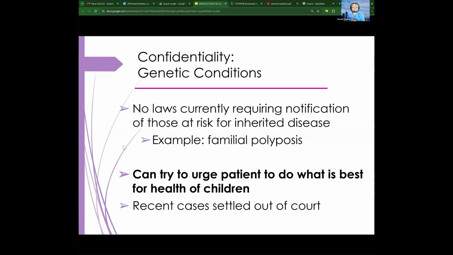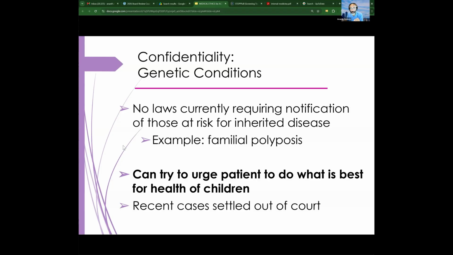So, genetic conditions are different in regards to confidentiality. Even at present, there are no laws requiring notification of those at risk for an inherited disease, right? Very different than the reportable illnesses on the last question. So, familial polyposis is an example of this. Again, our role as physicians and clinicians, right, we want to do the best for our patients, that beneficence, without doing harm. So we can try to urge the patient to do what we think is best for the health of their children, but there are no laws requiring the notification.